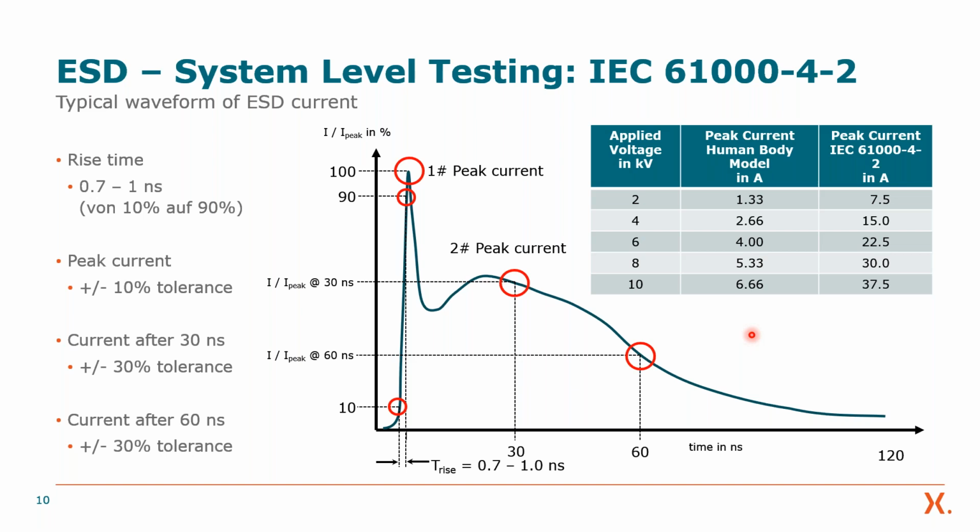With system level testing, it's usually the other way around. Depending on where you want to use your system, you have a requirement to fulfill a certain level. So you are testing, let's say, level 4, and then you have a certain value for contact discharge and air discharge and a certain procedure to do your test. And if your system is still working at the end, you pass. So it's a different idea.